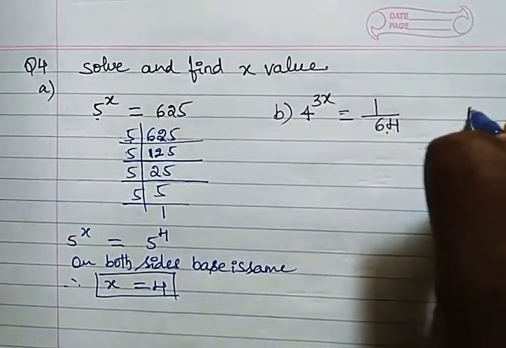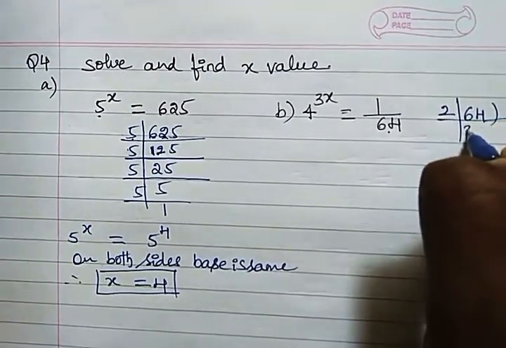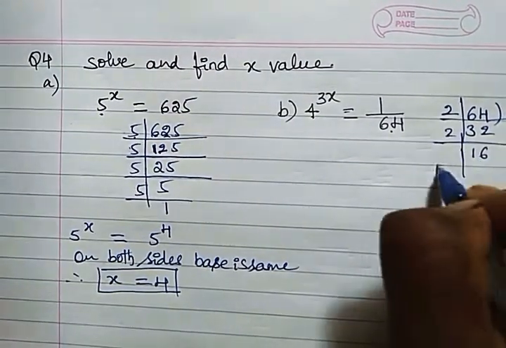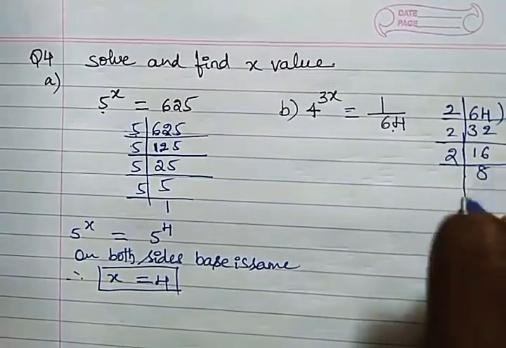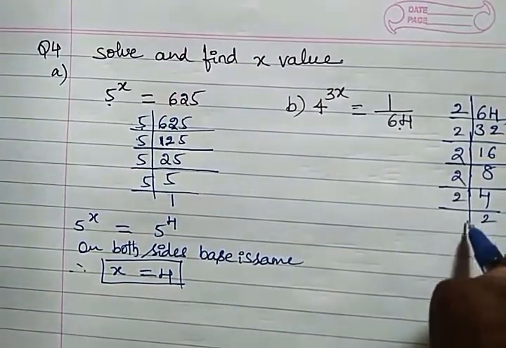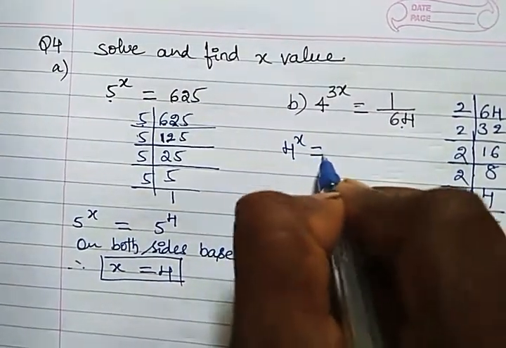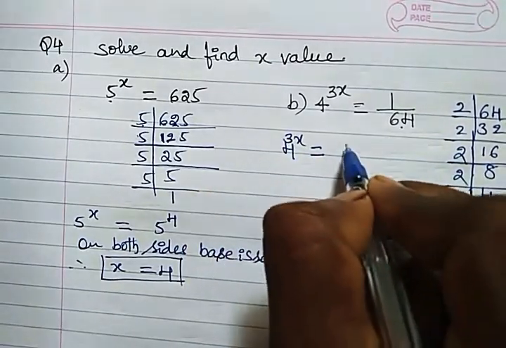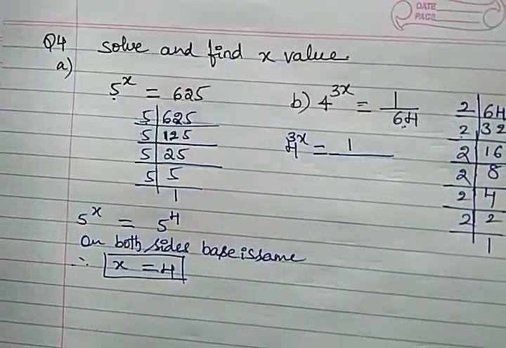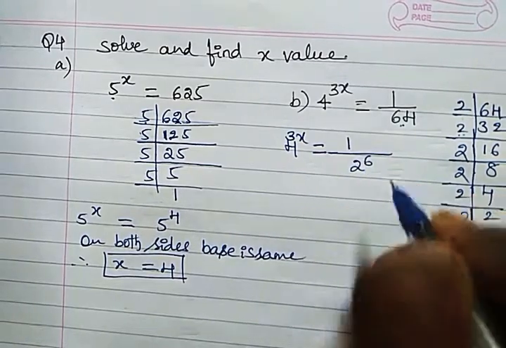This 64, take the factors of 64. 2 3s are 6, 2 2s are 4, 2 1s are 2, 2 4s are 8. So here 4 power 3x is equal to 1 by 64, which can be written as 2 into 2, 6 times. So 64 can be written as 2 power 6.